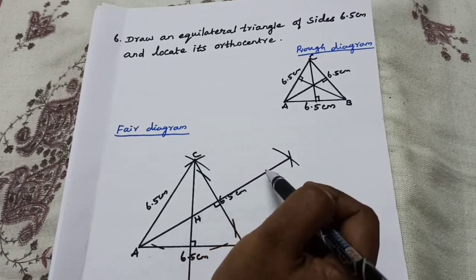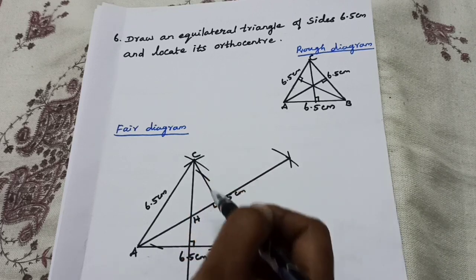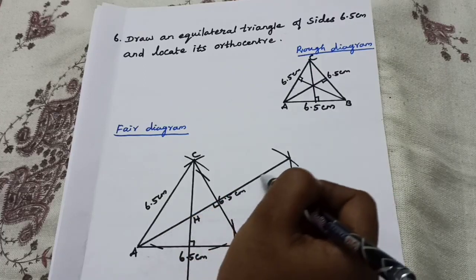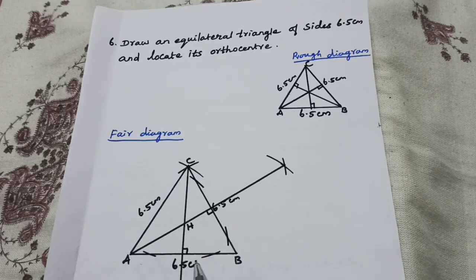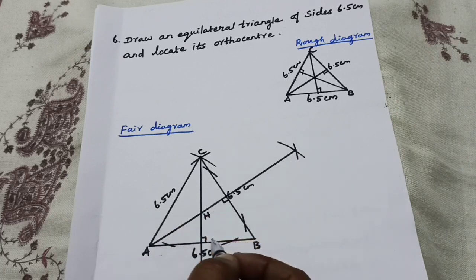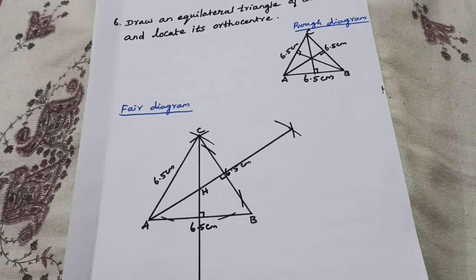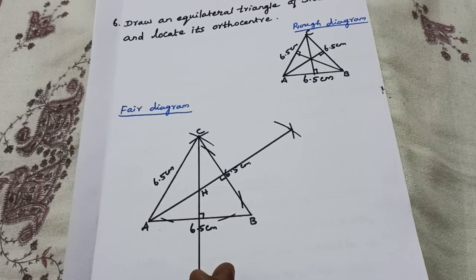Altitude's other name is height. Like that, if you take this as the base, then which is the height? This is the altitude. We have to draw two altitudes. These two altitudes' intersecting point is called what? Orthocenter. Don't confuse it. Then centroid and orthocenter, are you clear? Then complete the remaining questions also.